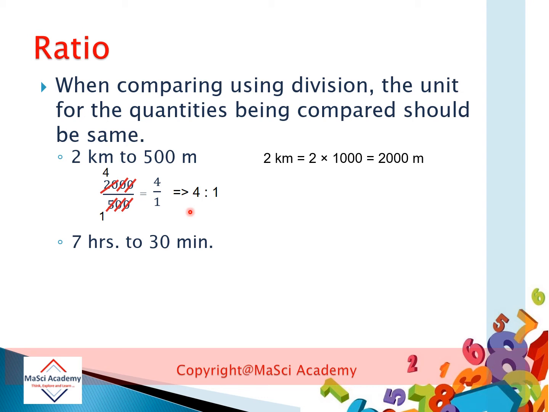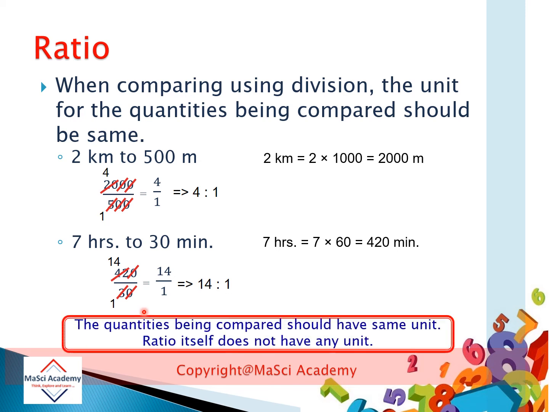Let's take another example. 7 hours to 30 minutes. We convert 7 hours to minutes, that is 7 into 60 becomes 420 minutes. It is always easier to convert from a bigger unit to a smaller unit. And then we find the ratio. It becomes 420/30. On reducing to lowest form, it becomes 14/1. So the ratio is 14:1. So the quantities being compared should always have the same unit, and ratio itself does not have any unit.